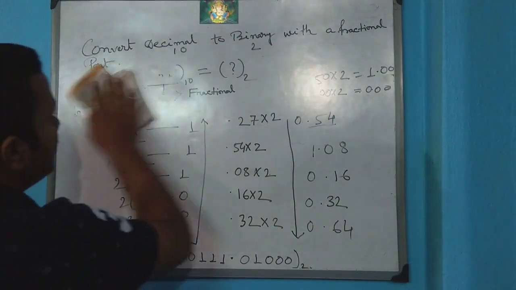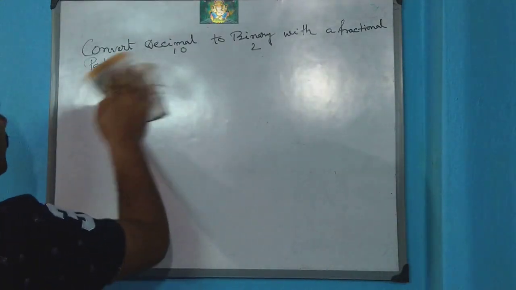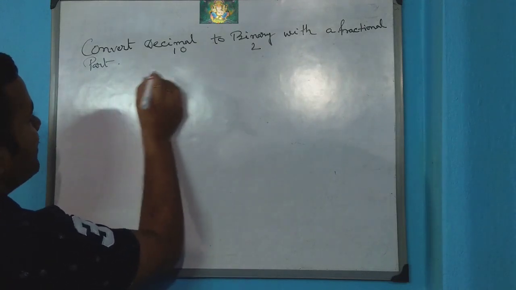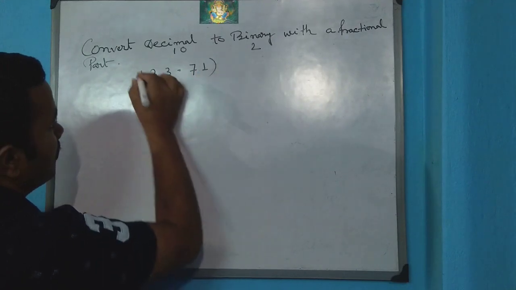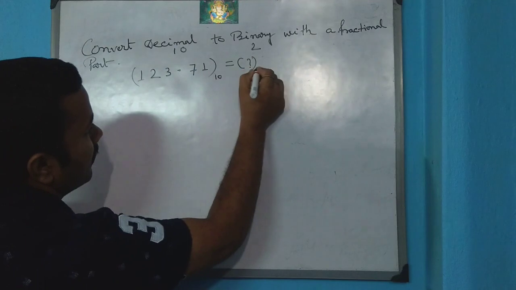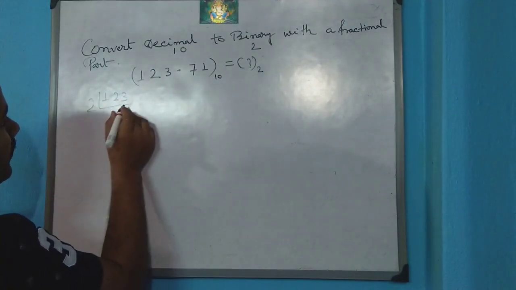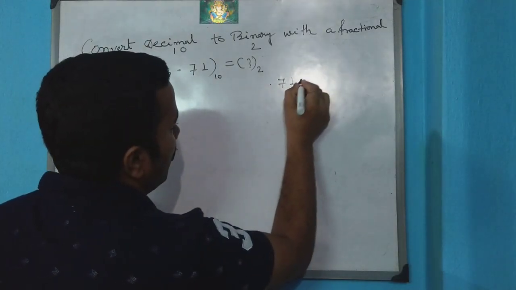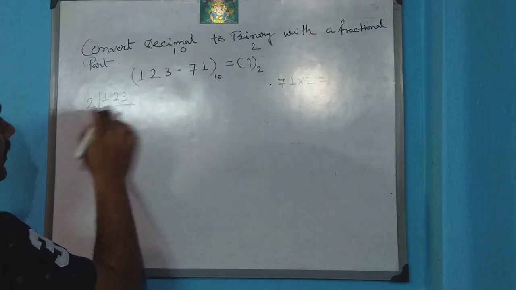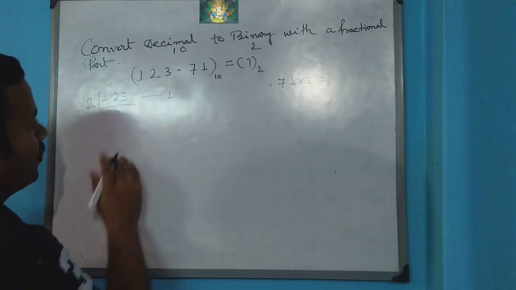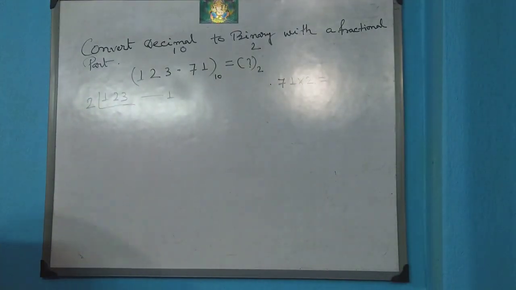Now the second example, a decimal with a fractional value, suppose 123.71 in base 10 to binary. For 123 we divide by 2, whereas for 0.71 we multiply by 2. 123 divided by 2 is an odd number, so 1; minus 1 is 122, divided by 2.